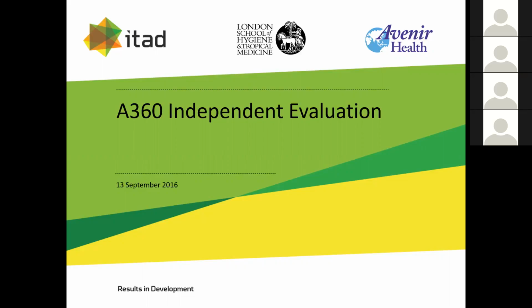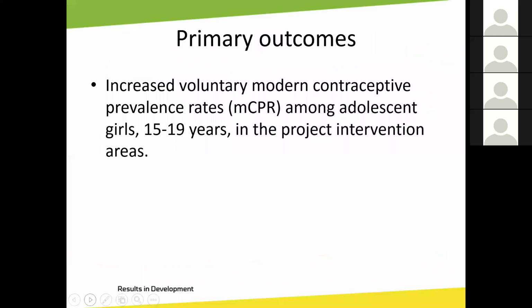So I'll just quickly kick off with my first slide and just look at what's the key primary outcome of the evaluation across all of the components. And just reading from the slide, it's increased voluntary modern contraceptive prevalence rates among adolescent girls aged 15 to 19 in the project intervention areas, which is, of course, Nigeria, Tanzania, and Ethiopia.